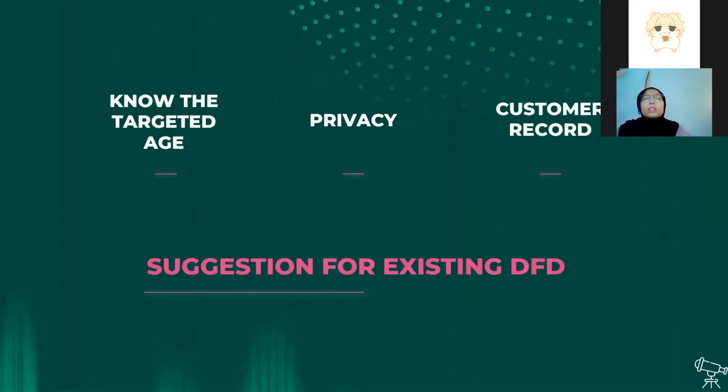The suggestions for the existing DFD, the first one, is to know the targeted age. We know that the online banking system is required by all of the banks in the world. In fact, most online banking users are teenagers as well as older people. So to make sure every account detail is accessed by the target age, the bank should provide a section with a limit target for age, such as 10 until 18 years old.